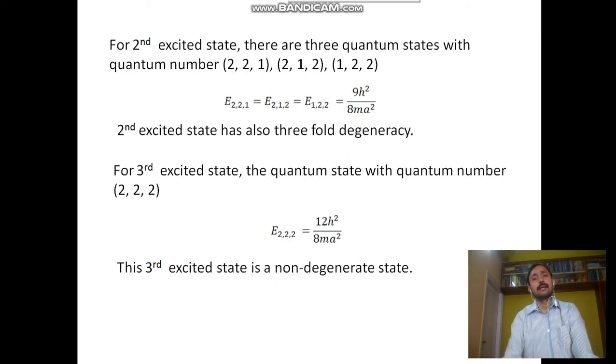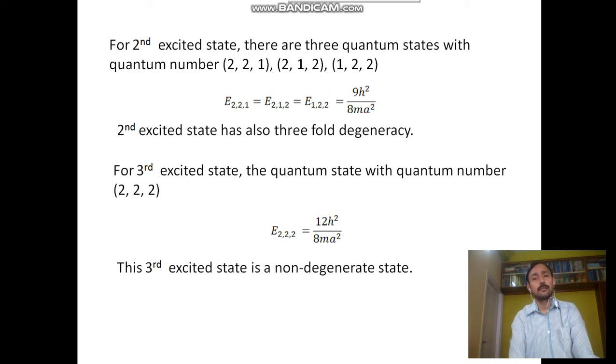Come to the second excited state, where the quantum numbers are 221, 212, 122. For these, the energy eigenvalue becomes 9h square by 8m square. So here also the energy eigenvalues for these different quantum numbers are the same, 9h square by 8m square. And there are three wave functions. So the second excited state also has threefold degeneracy.